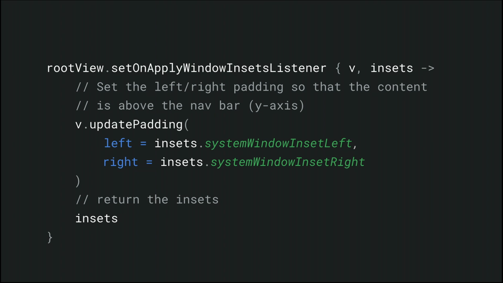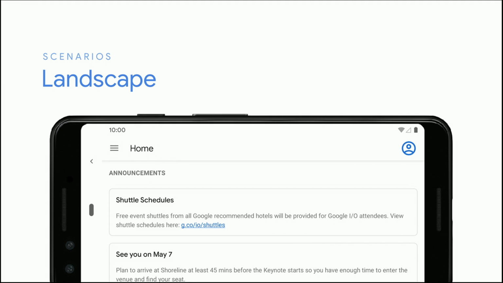As a code example, it's pretty easy. You just need to find a view somewhere in your activity near the top, set an onApplyWindowInsets listener, and then set the left and right padding based on the system window insets. And that's safe to use in all orientations because it will always give you the right values. And once you've done that, it'll look a little bit like this.